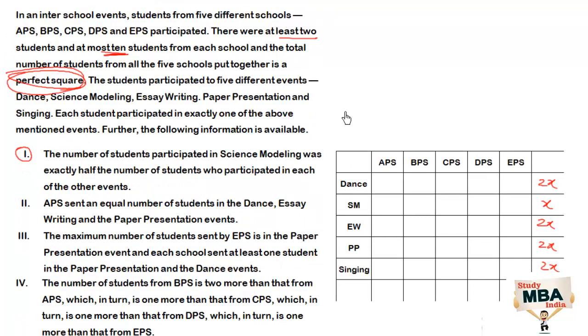So if we want to find the range of the total number of students, then we can say that there are 5 schools and the minimum number of students participating from each school is 2. So obviously the least number of students who could have participated in the entire event would be 10. And the maximum number of students who can participate from each of the schools is 10. So the maximum number of students in total who can participate in the inter-school competition is 50. So the total number of students will range from 10 to 50, correct?